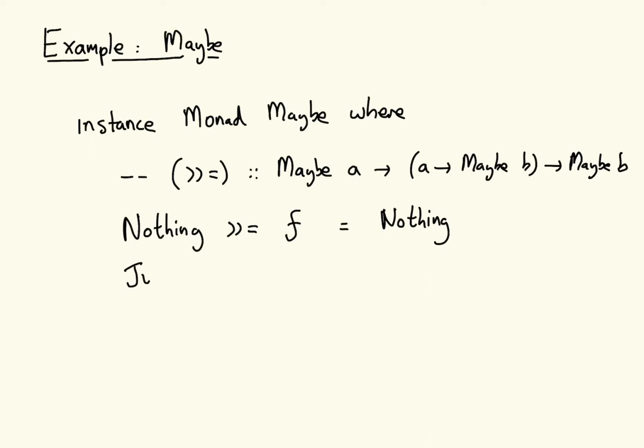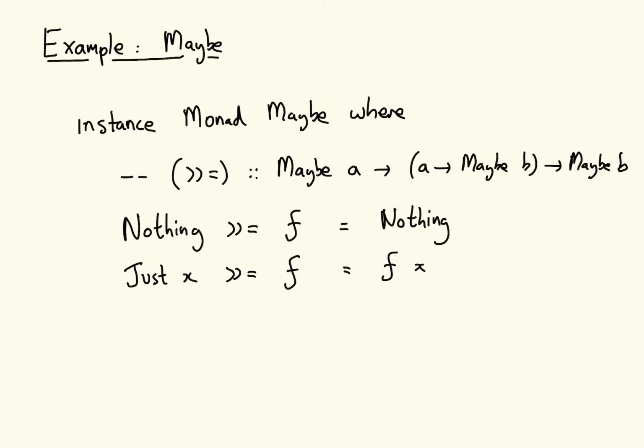And if you have something which succeeds and you get a successful result value x and you want to feed it into the function, you just feed it into the function. And that's the definition. For this simple example, I'm not actually going to define the return. I'll just use the default definition in the class that says return equals pure.